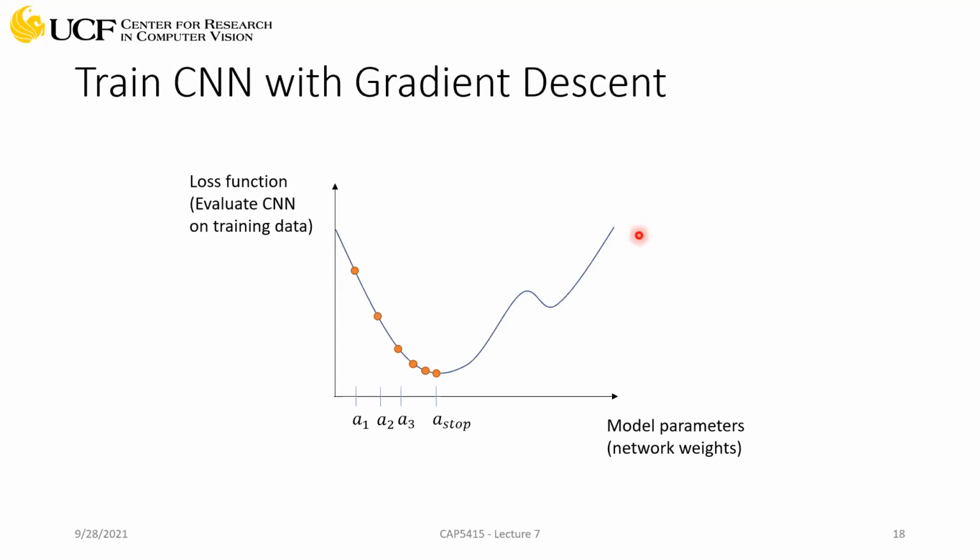Okay, so I think this I already explained. In this case, you can just assume that this curve is your loss function, and you keep moving around this loss by computing gradients, and you stop when you're at a minimum point.